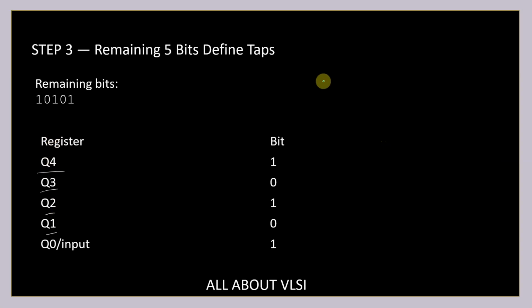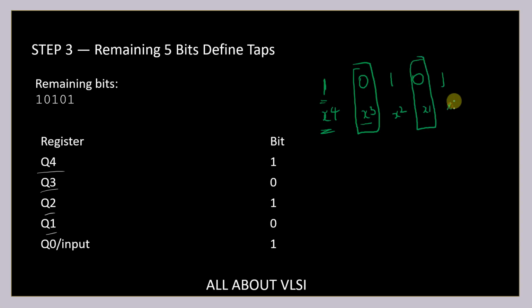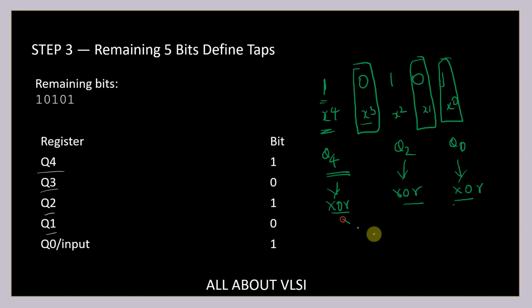So here we are having the data as 1 0 1 0 1, which is nothing but x power 4 is having the coefficient as 1. X power 3 is having the coefficient as 0, and x power 2 is having the coefficient as 1. X power 1 is having the coefficient as 0, and x power 0 is having the coefficient as 1. So over here, x power 4 is nothing but Q4, Q2, Q0. So Q4 is going to have the XOR gate connection. Q2 is also going to have the XOR gate, and Q0 is also going to have the XOR gate, and these are known as taps.